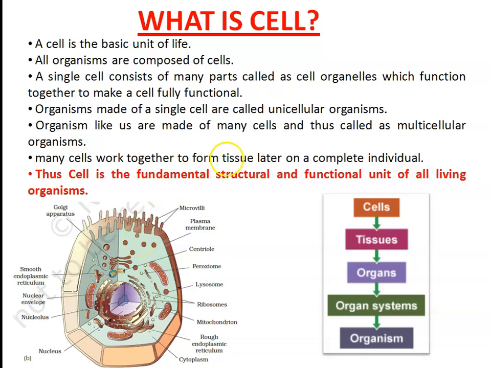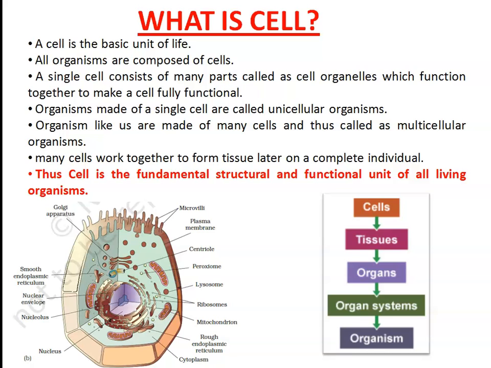You must also be aware of this basic thing, that similar types of cells work together and form tissues. Similarly, a group of tissues forms organs, the organs form organ systems, and many organ systems, when functioning in coordination, give rise to a functional organism. That is why a cell is called the fundamental structural and functional unit of all living organisms.